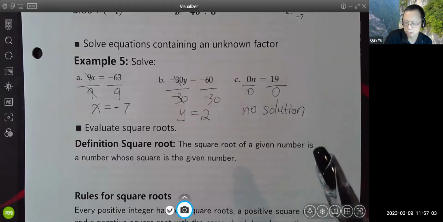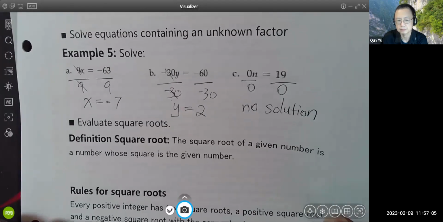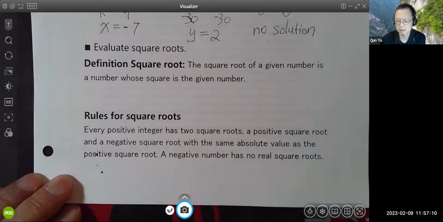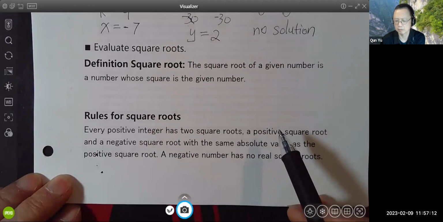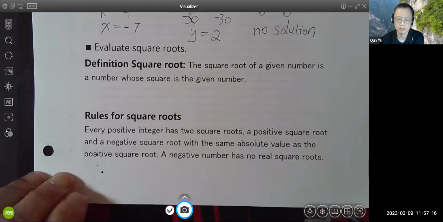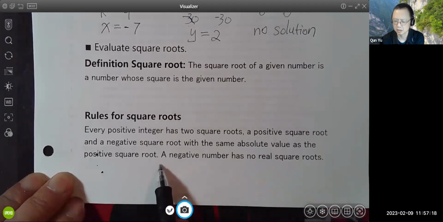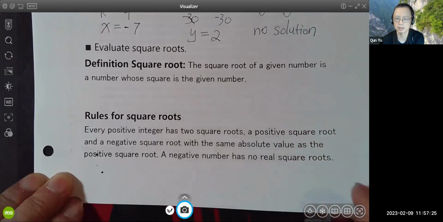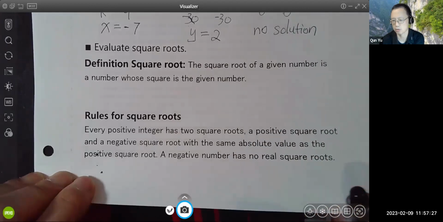So let's look at some definitions. The rules for square roots say a positive number will have 2 square roots. One is positive, one is negative. And a negative number doesn't have a real number square root. Later on, we are going to explain what a real number square root is.